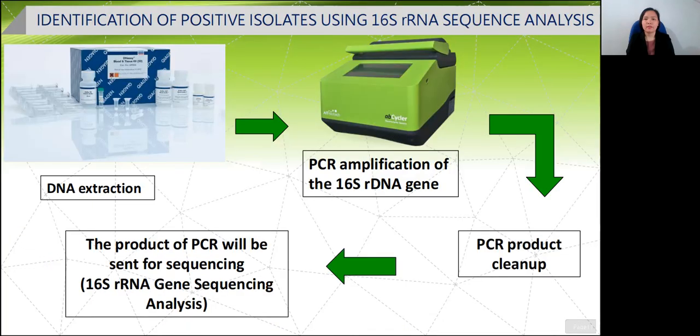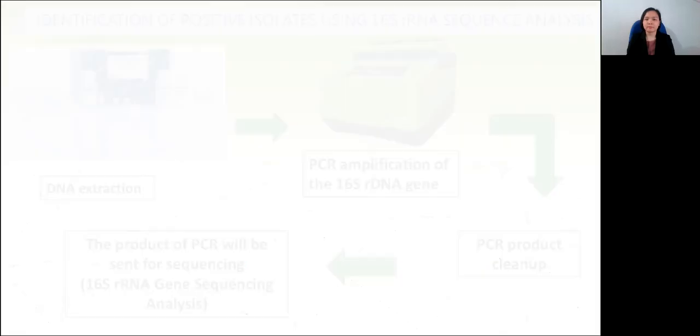The last part of this method is the identification of positive isolates by using 16S rRNA sequence analysis. The positive isolates that I obtain undergo DNA extraction and PCR amplification of the 16S rDNA gene. After that, PCR product cleanup is performed before the positive isolates are sent for sequencing.